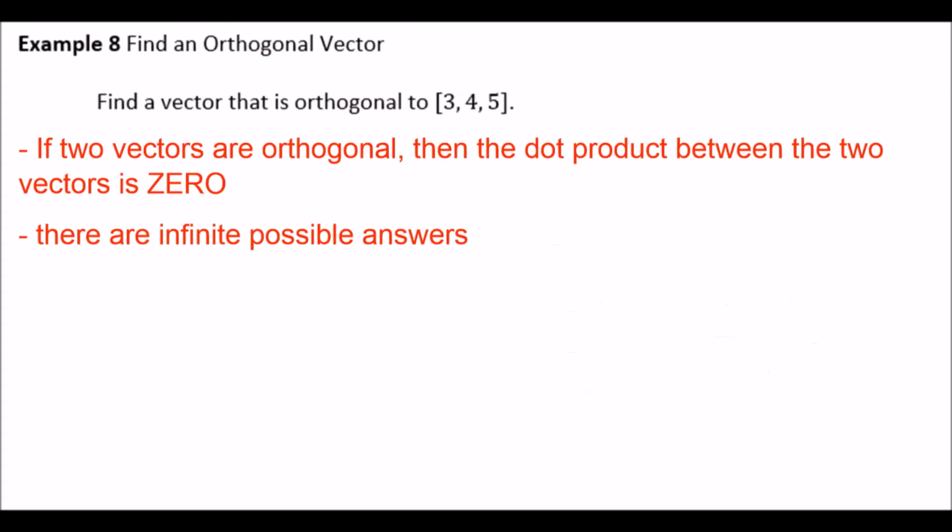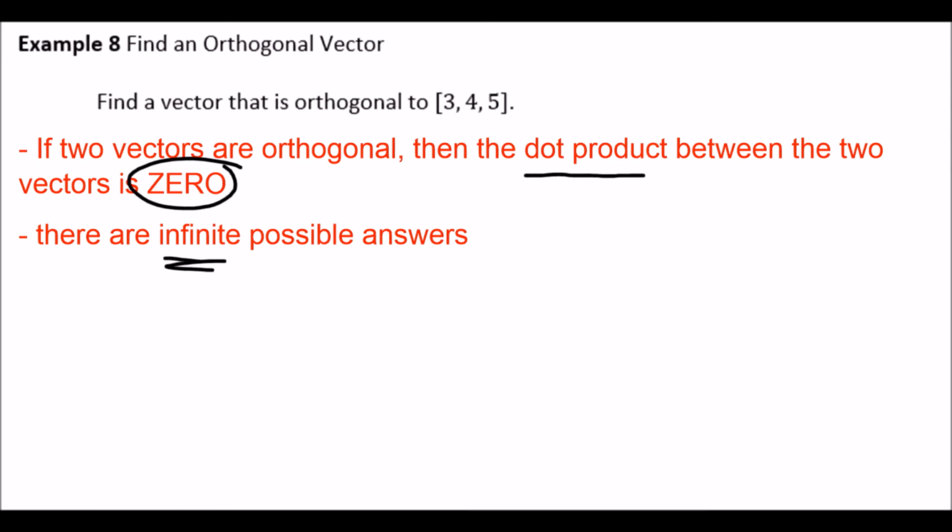All right, find an orthogonal vector. So find a vector that is orthogonal to 3, 4, 5. If two vectors are orthogonal, then the dot product between the two vectors is 0. Also, there are infinite possibilities. Why? Because there are infinite possible vectors that are orthogonal to 3, 4, 5. So we're going to find one.